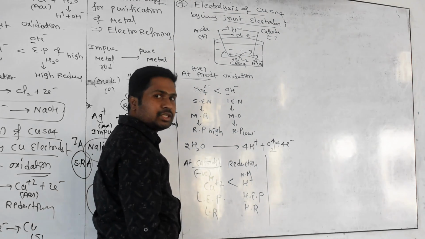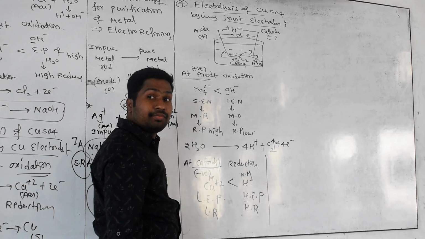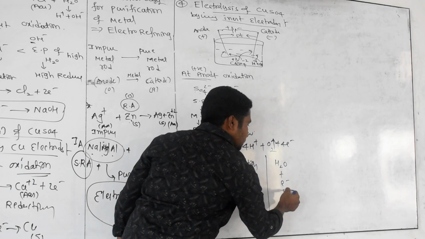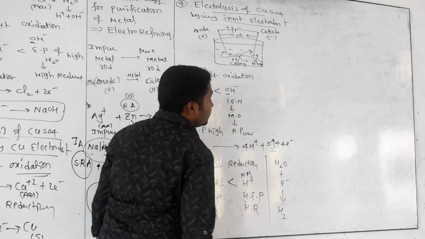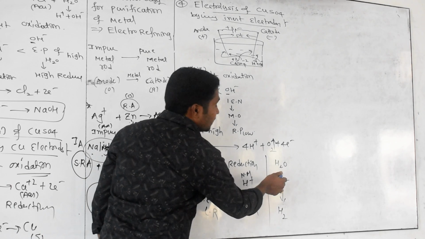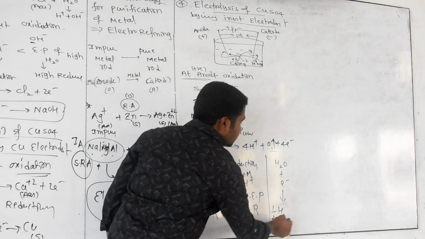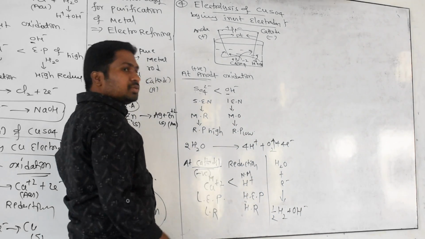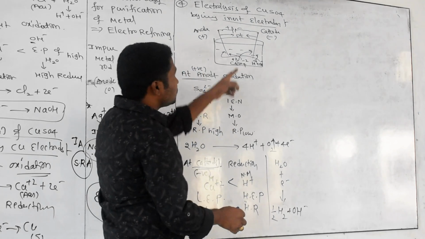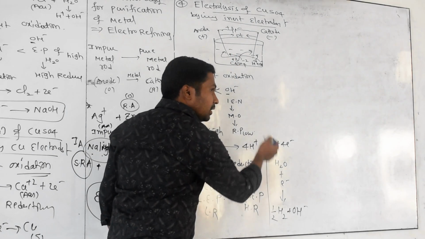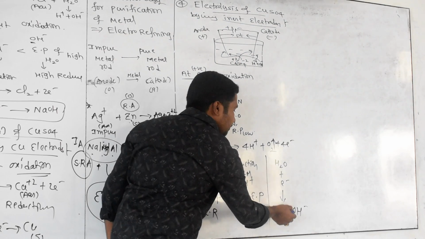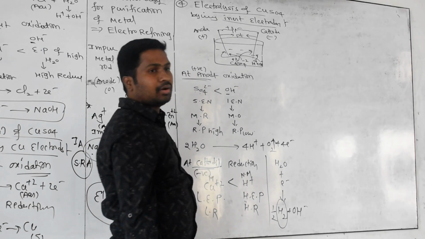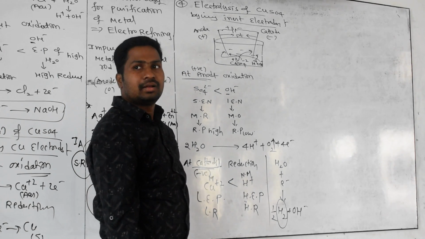You know very well that H plus cannot be available by itself, but it is available in the form of H2O. H2O receives electrons and becomes H2 plus OH minus. So this is important. Under electrolysis of copper sulfate using inert electrodes, which gas is liberated at the cathode? Hydrogen gas. Which gas is liberated at the anode? Oxygen gas. Are you clear?